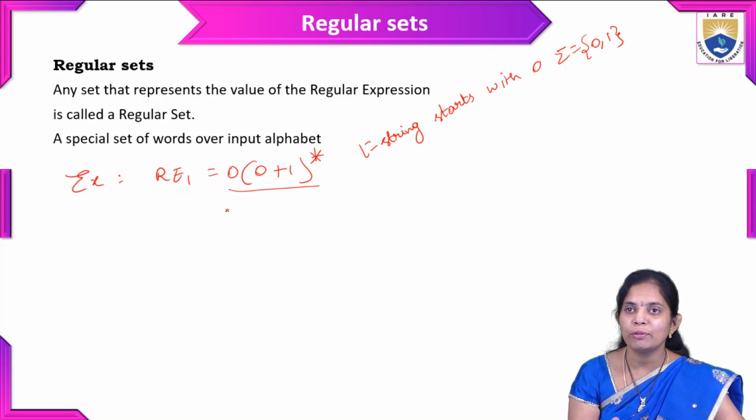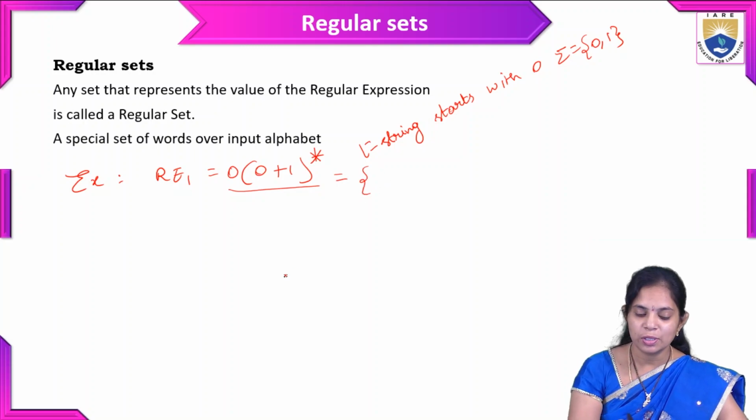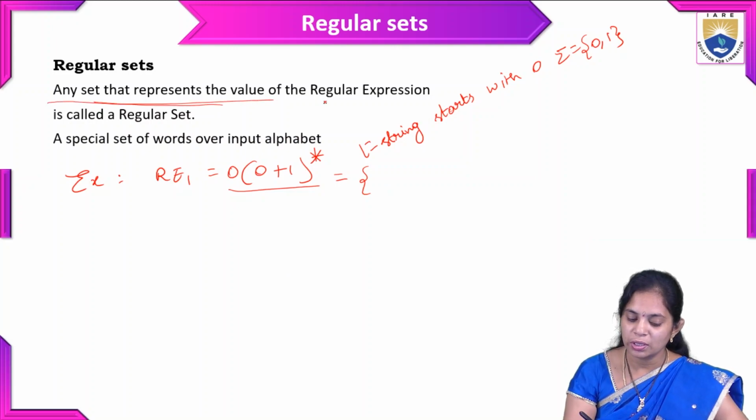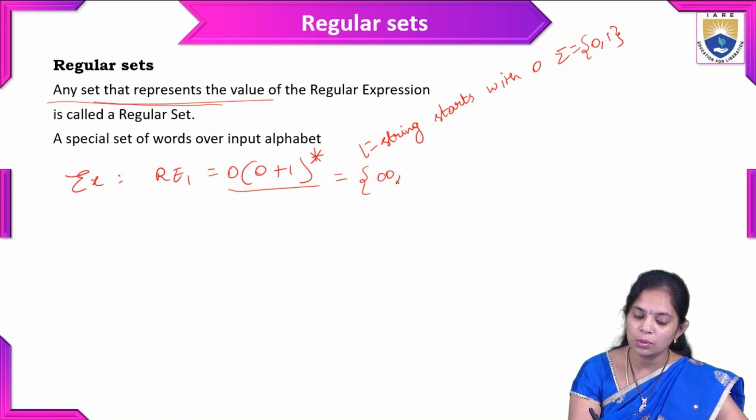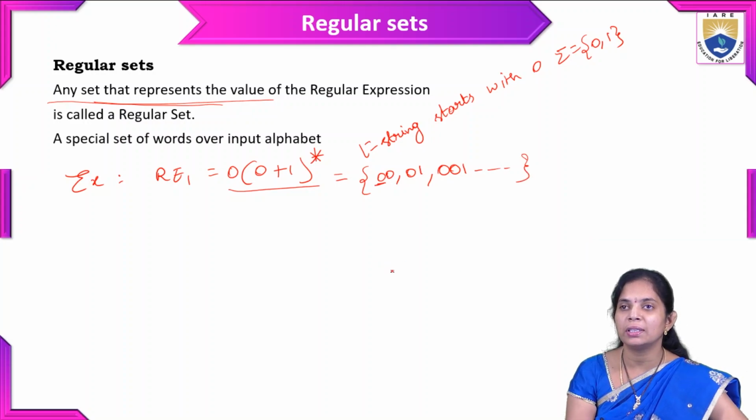So this is the example of a regular expression, and for this we have to get a regular set. So what is meant by a regular set? Any set that represents the value of the regular expression. So what are the sets we have here? 00, 01: the string starts with 0 and ends with 0, or starts with 0 and ends with 1, and so on. So these are the regular sets.